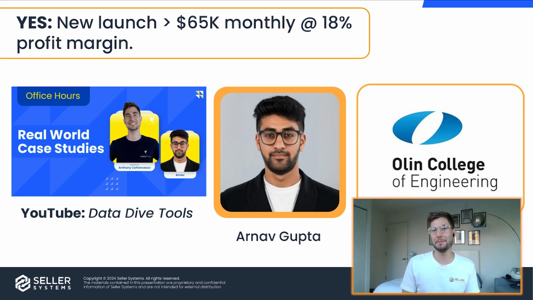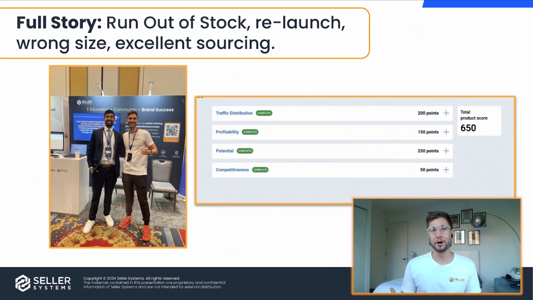I actually met him at Co-Create almost exactly 1 year ago. And this guy is still in college, a full-time college student, about to graduate with a degree in engineering. He made a new product launch in the most recent month and did $65,000 in 1 month at 18% profit margins. You can also go to the Data Dive YouTube channel and see a full breakdown of that. The full story, though, is he went through a ton of challenges on the way to doing well here.